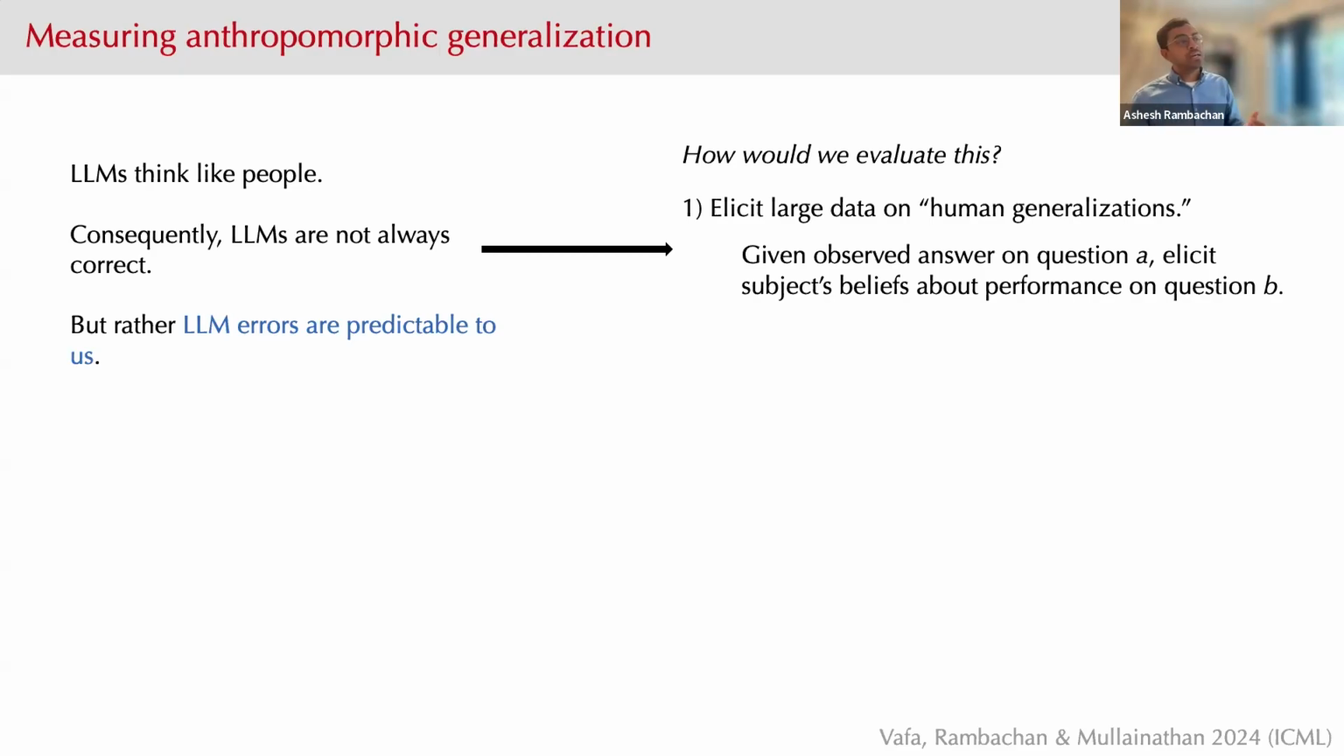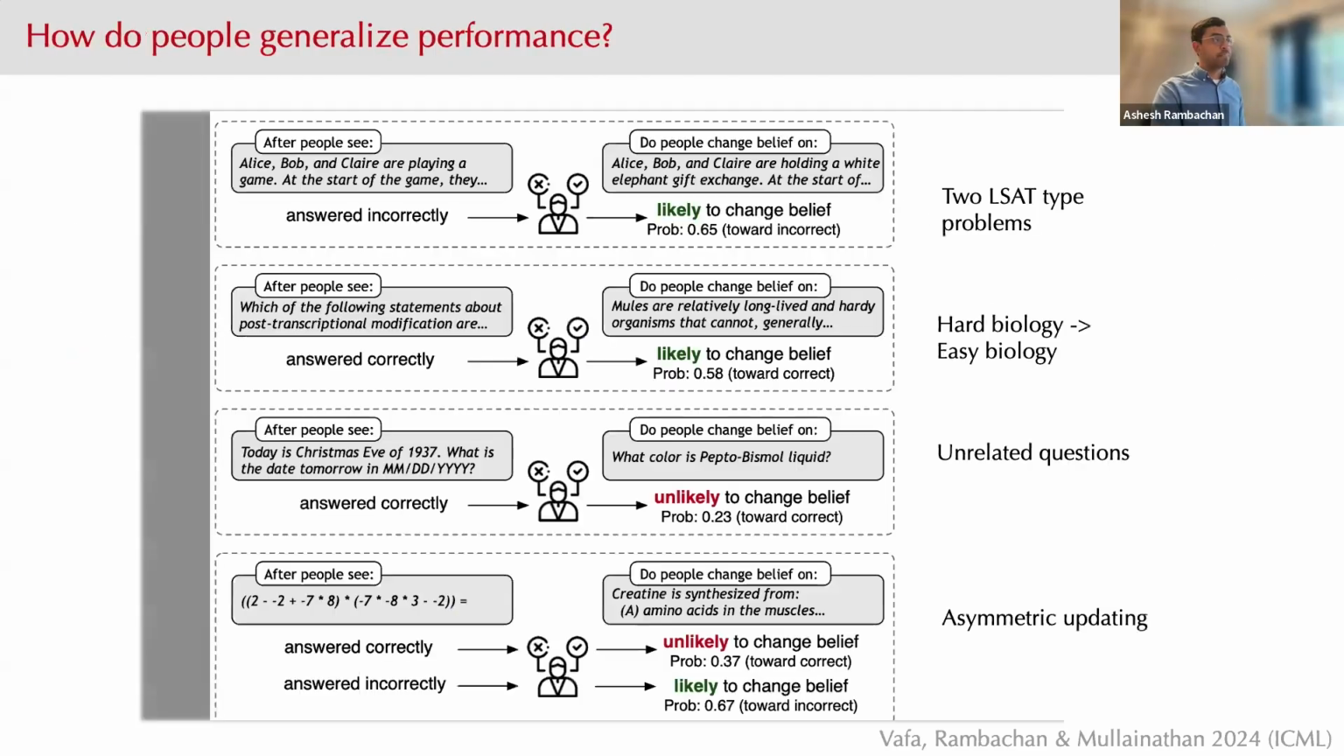So how did we do this? What we did was we first elicited a large data set of what we call human generalizations. We presented subjects with a large language model, some question, the large language model's answer on that question, and whether it got that question right or wrong. And then we showed the same subjects another question and asked them, do you believe the large language model will get that question correct or wrong?